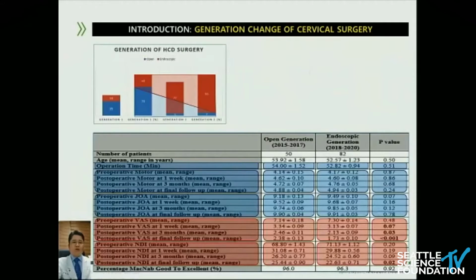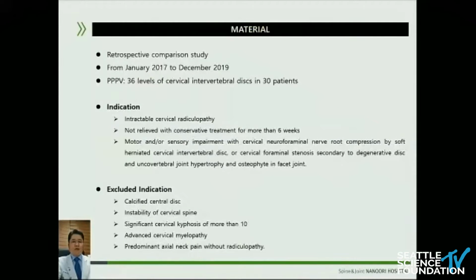With the introduction of partial pediculotomy and partial vertebrotomy approaches, the indications for endoscopic posterior foraminotomy and discectomy have been further expanded. In my recent study, it can be seen that a large part of degenerative cervical pathology, which was mainly operated with an anterior approach, is replaced by endoscopic posterior foraminotomy and discectomy. This study was performed on 30 patients who had received partial pediculotomy and partial vertebrotomy, and the inclusion criteria were patients with intractable cervical radiculopathy.